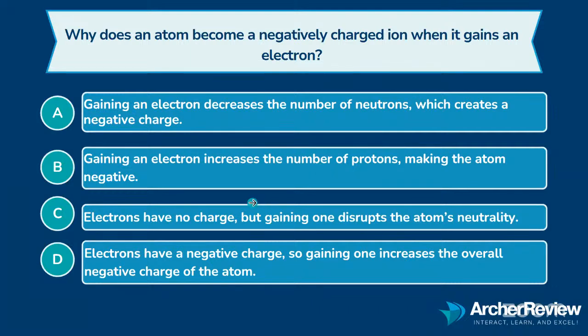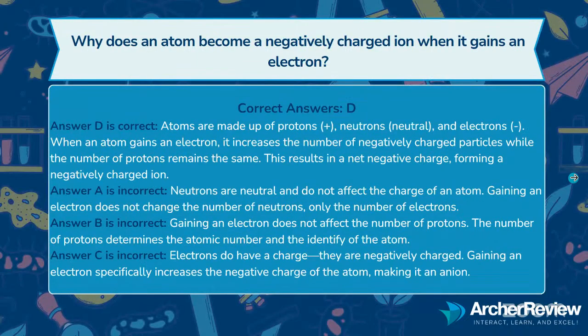All right, C, electrons have no charge, but gaining one disrupts the atom's neutrality. Well, we know that electrons have a negative charge, protons have a positive charge, and neutrons have a neutral charge. So this first part of that response is what's wrong with it. Well done, you guys are doing great. Let's take a look at our next question.